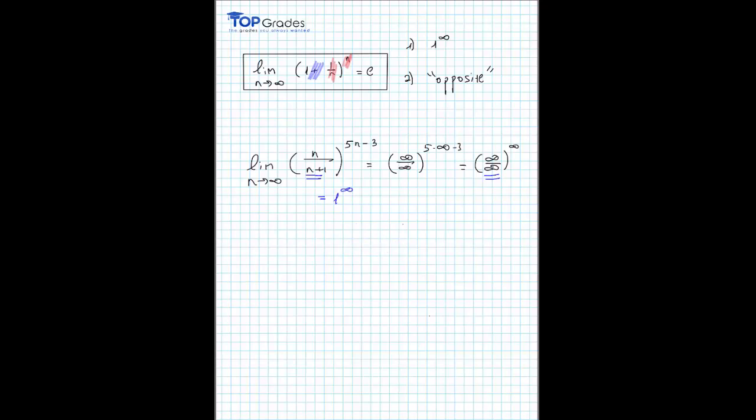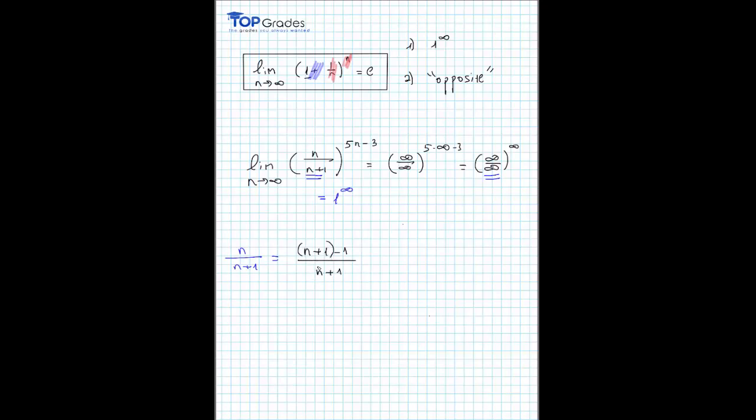So what we're going to do now, if we have 1 in the power of infinity, it's always Euler. We have to create a limit in that form, 1 plus something. So what can we do? We're doing some tricks here. We can write n divided by n plus 1, because we want to create 1 plus something here, as n plus 1 minus 1 divided by n plus 1.